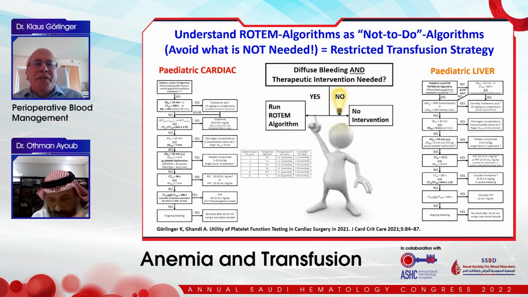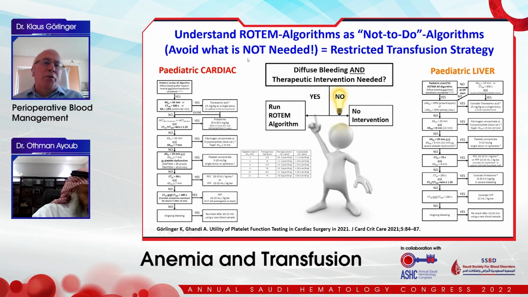And we have to understand ROTEM algorithms as not to-do algorithms. That means we all know a hemostasis test doesn't have a high positive predictive value. That is at best 25%. So we should not treat numbers. But in the algorithms, we use that very high negative predictive value, which is 90 to 97%. So step by step, we exclude reasons for bleeding. And if we don't find the coagulopathy, the chance is very high that this is just a surgical bleeding. And then they need a suture or a clip or a compression, but not a blood product.